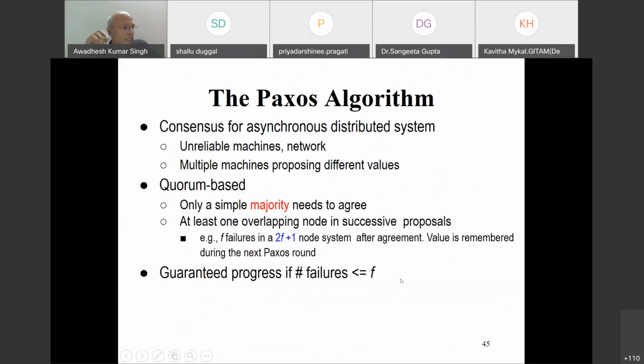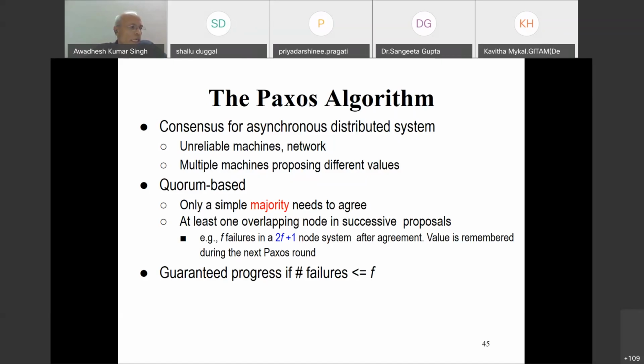So another very famous algorithm for consensus is Paxos. It's a very famous algorithm by Leslie Lamport. Here, it works in an asynchronous environment, with unreliable machines, multiple machines posting different values. So this algorithm is a quorum-based algorithm. Quorum means, like in a parliament or in a house, the decision will be in favor of the majority.